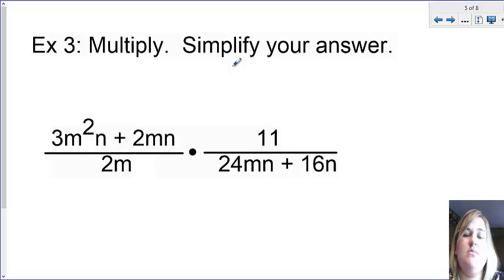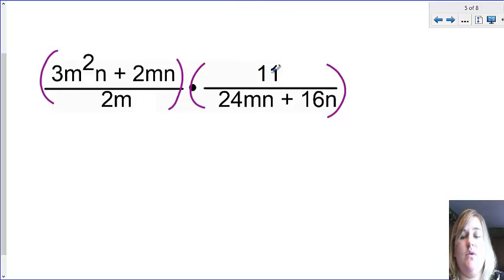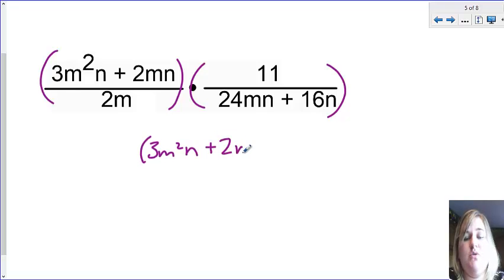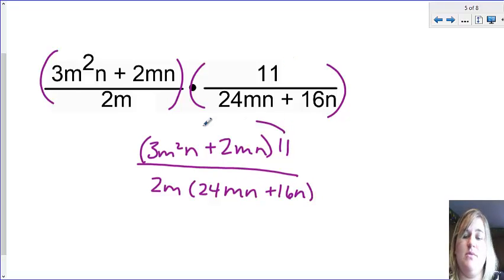It says multiply, simplify your answer. Whenever you're doing a problem like this, you need to make sure that you remember that you're taking this whole quantity times this whole quantity, because you are going to have to look at it as on top we have 3m squared n plus 2mn times 11, over on the bottom I have 2m times 24mn plus 16n. Because I'm going to have to distribute on the top and on the bottom.